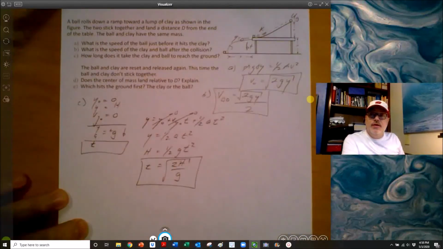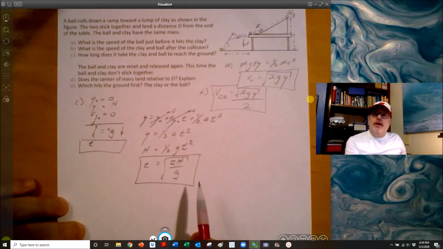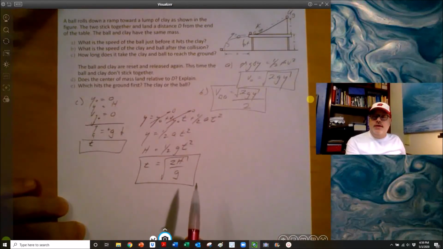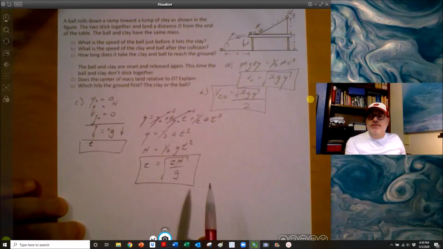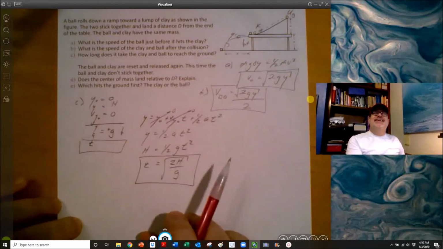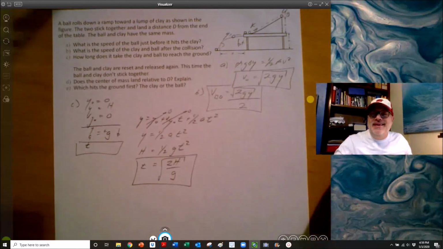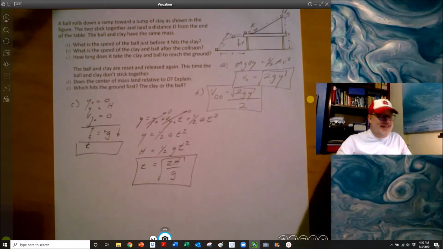In the last part of the problem, the ball and the clay are reset and released again. This time, the ball and the clay don't stick together. And the question is, where does the center of mass land relative to D?